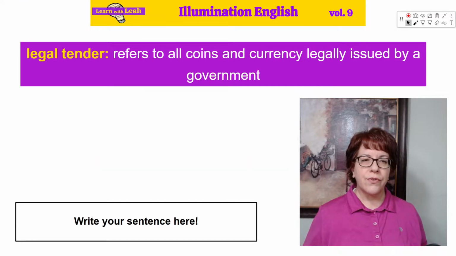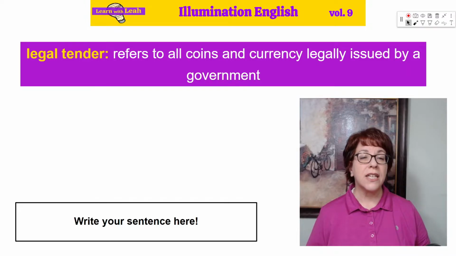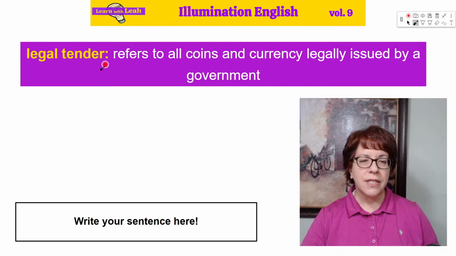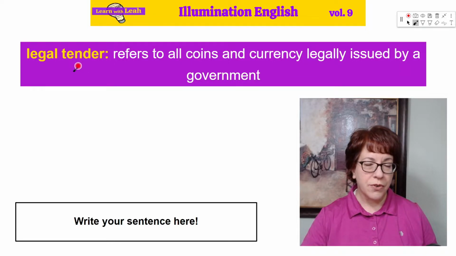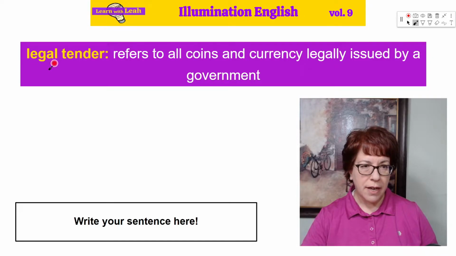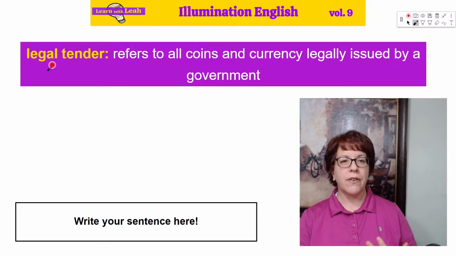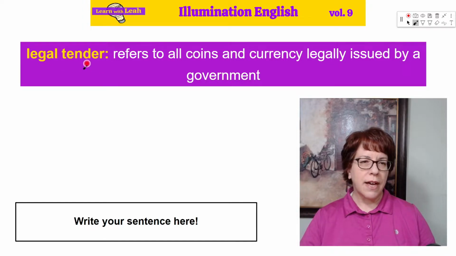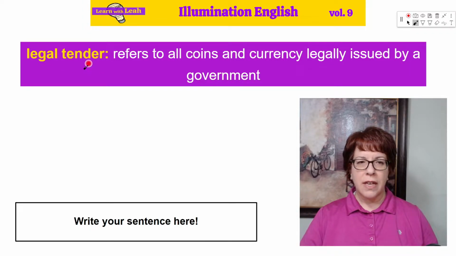All right, our first word is legal tender. And let's get our pointer here. Okay, so legal tender refers to any kind of money, coins, currency that's legal, right? That's legally issued by a governing body. Okay, usually a bank under the authority of a government. So legal tender refers to the actual currency. Let's see how it's used in a sentence.